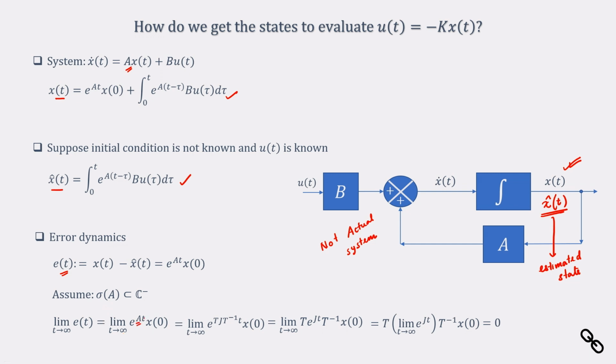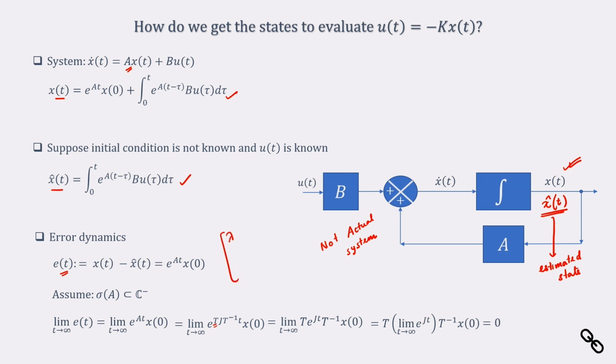Again, A can be written as T J T inverse, where J is either the Jordan canonical form or diagonal form. We can always do this, we have already seen this earlier. I can always find a T matrix like that, and once I do that, I can take this T out. We can write it as T e to the power of Jt T inverse x naught. Since T, T inverse and x naught do not depend on time, I can take the limit inside, and finally I will get the limit of t tending to infinity of e to the power of Jt.